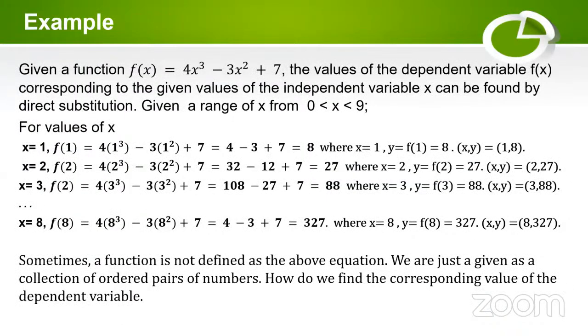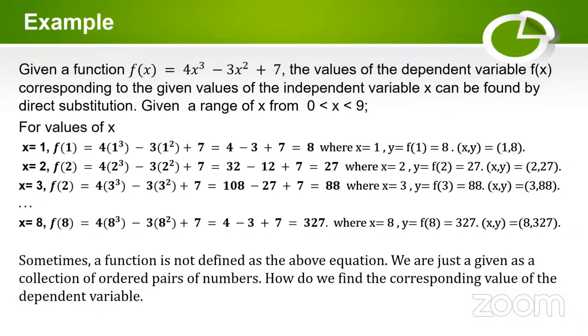So here we are given an example. We are given a function f of x, which is equal to 4x raised to the power 3 minus 3x squared plus 7. Now, the values of the dependent variable of function f of x corresponding to the value of the independent variable x can be found by direct substitution. Here, our x ranges from 0 up to 9, with 0 and 9 excluded from the range.